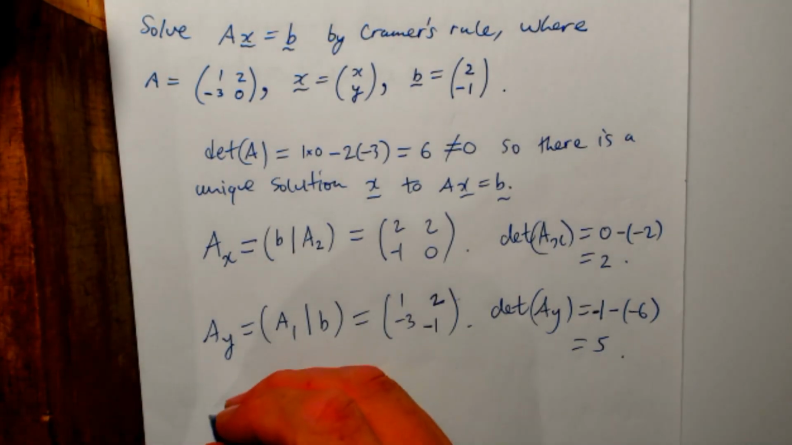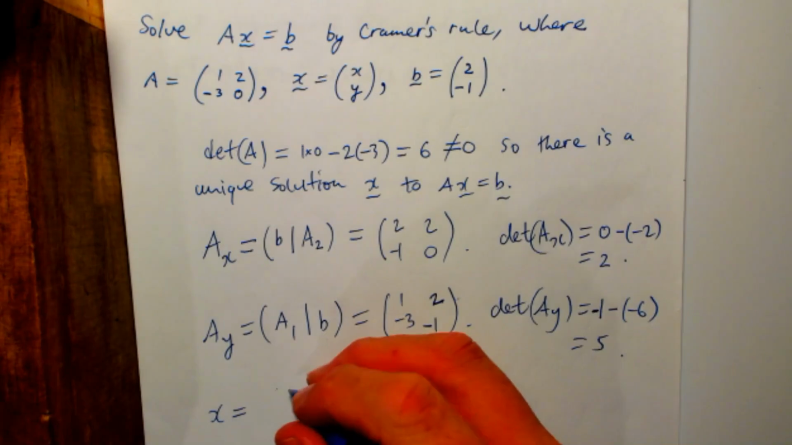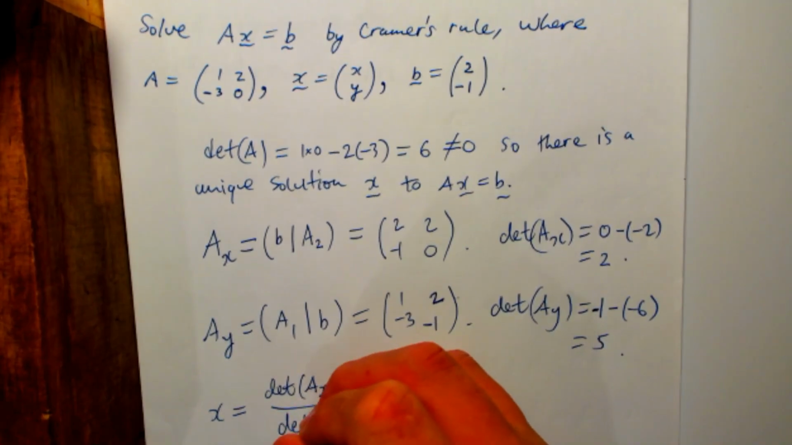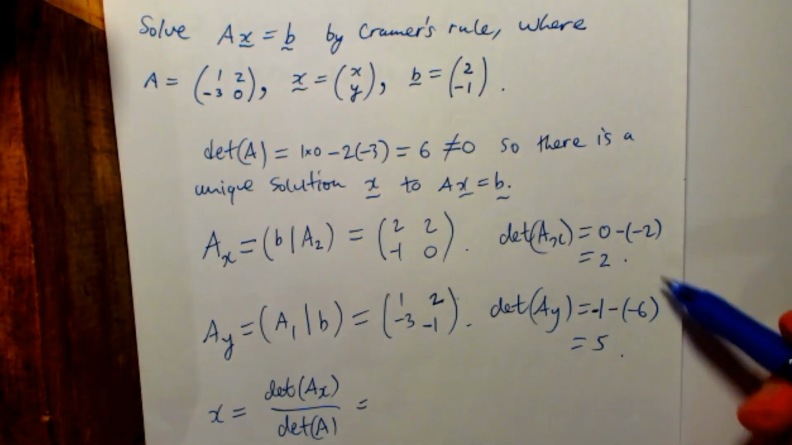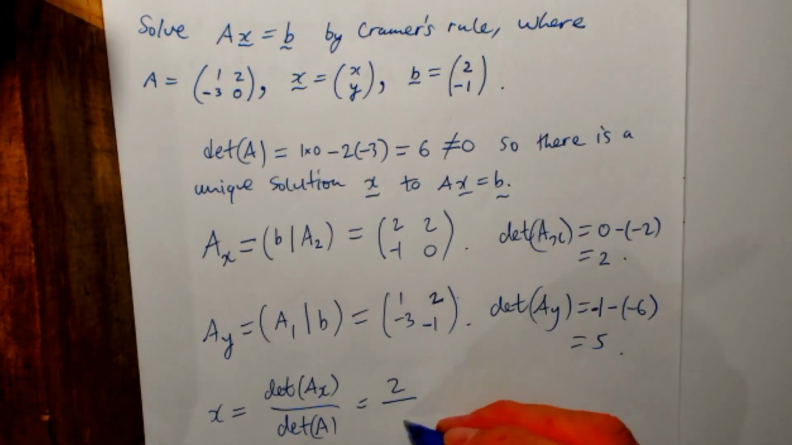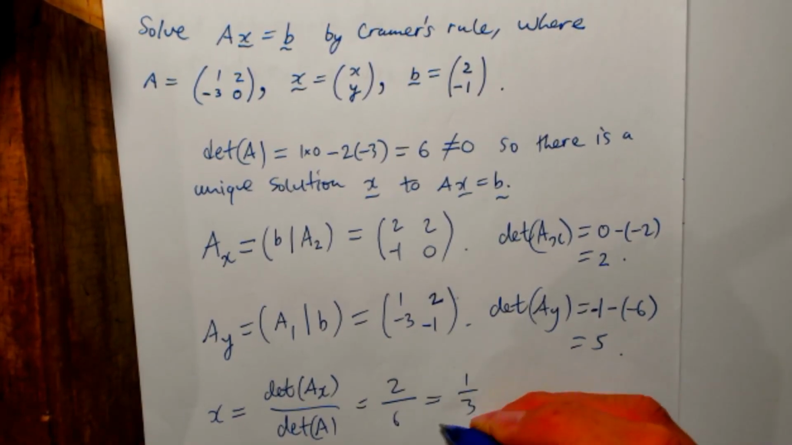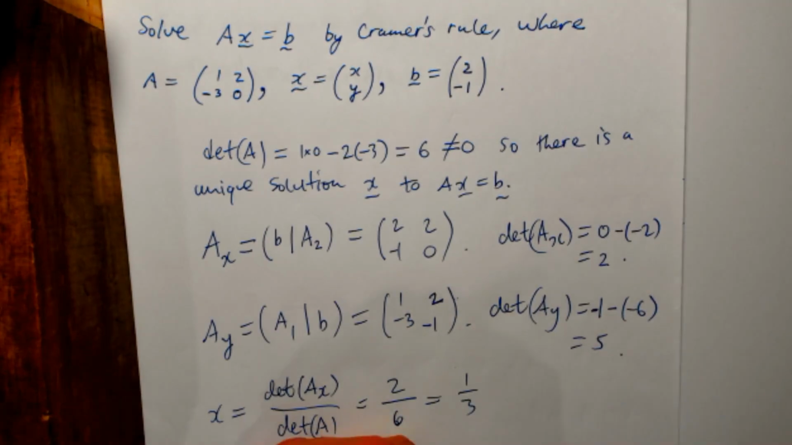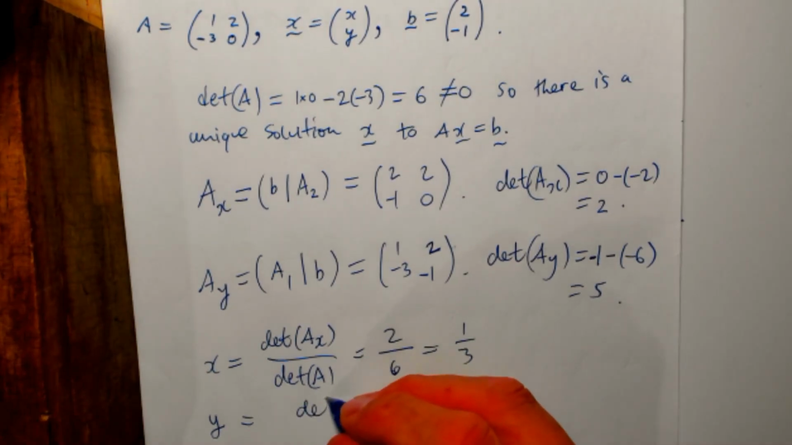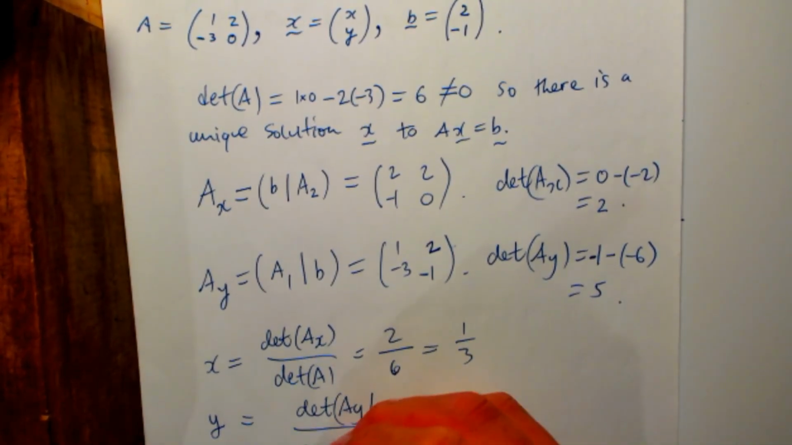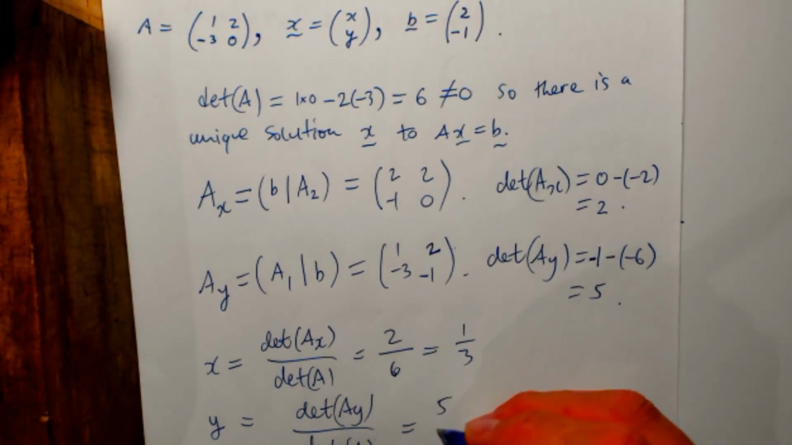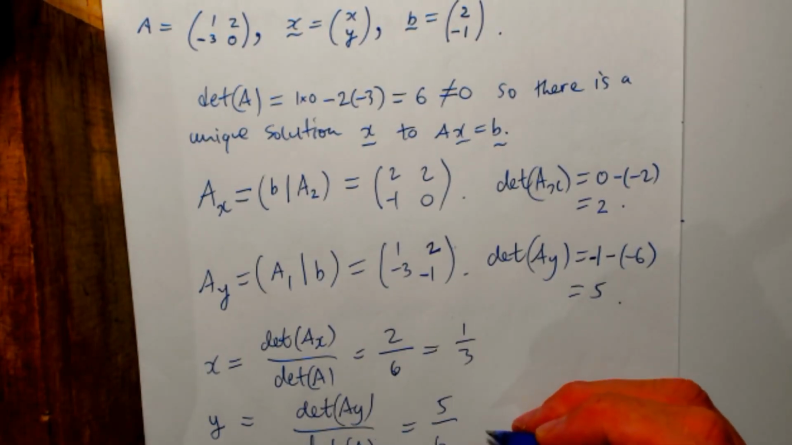So then Cramer's rule says that x is equal to the determinant of A_x over the determinant of A. And so for that we have 2 over 6, which is 1/3, and y is det A_y over det of A. So det A_y was 5, so 5 over 6.